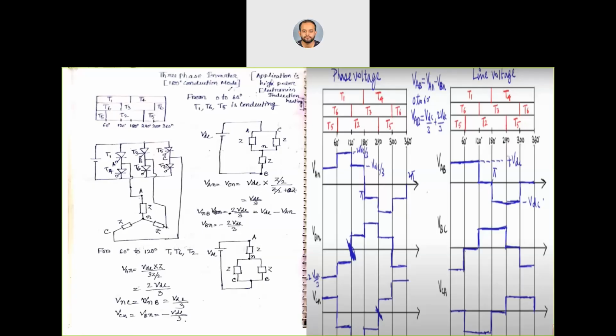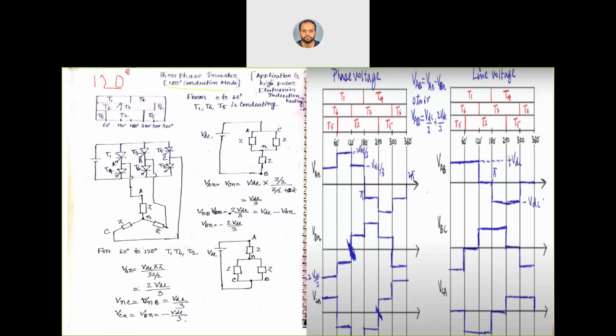Now, three-phase inverter is mainly applicable for high power electronics like induction heating or welding, some heating generation, those kinds of things. That means high power application, when high DC to AC conversion is required at a high voltage value, then we use a three-phase inverter. Now, there are mainly two kinds of conduction mode. One is 180-degree conduction mode, and another one is 120-degree conduction mode. So first we will help you understand what is 180-degree conduction mode.